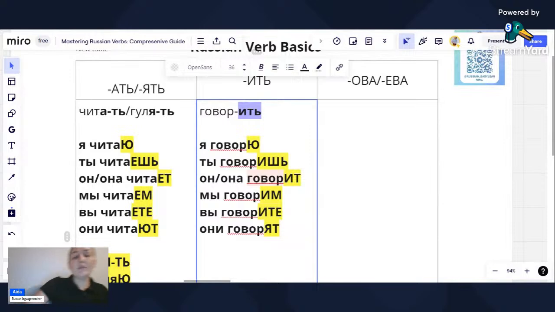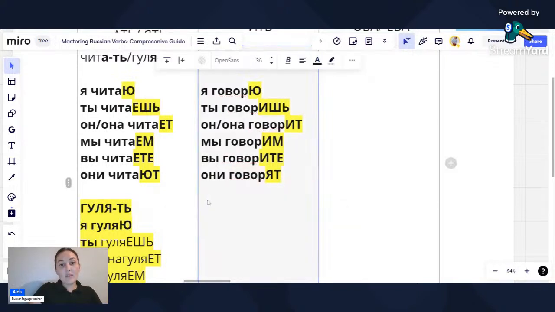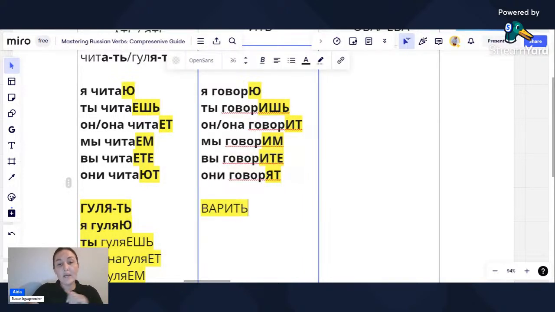So let's have a look one more time, and let's change the verb, for example, варить, which means to boil, or maybe to cook something. Let's have a look at the verb. A verb варить, to cook or to boil. So as you can see, we have ending ить in this verb, and it means that this verb belongs to the second group. We need to cut this ending, and we have to use just this part, вар.